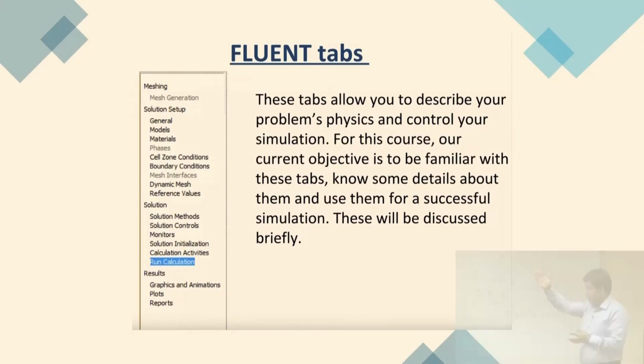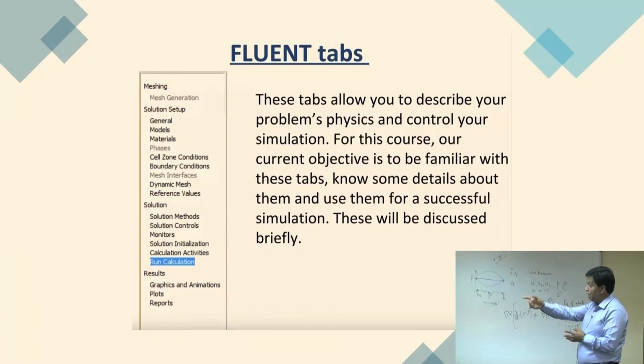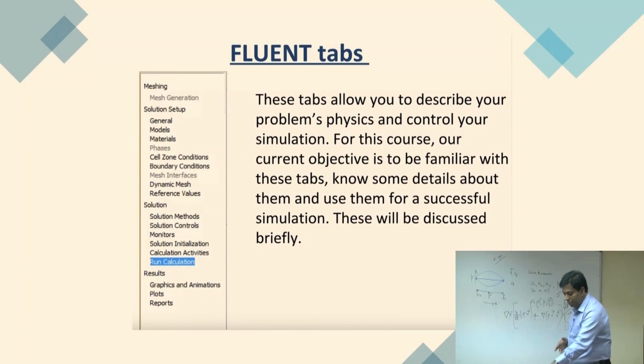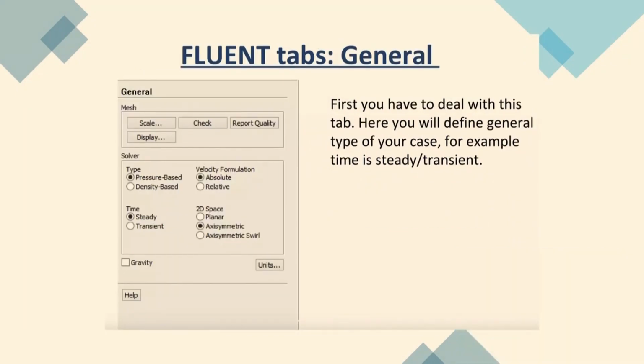So these are the tabs. Okay, so this is where you run the calculation, it starts running. These tabs allow you to describe your problem, physics and control your simulation. For this course, our current objective is to be familiar with these tabs, so that I will show you the details about them and you can use them for a successful simulation. Okay, I'm just going very briefly.